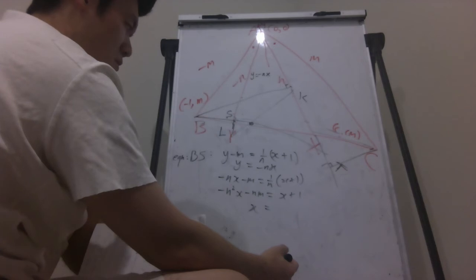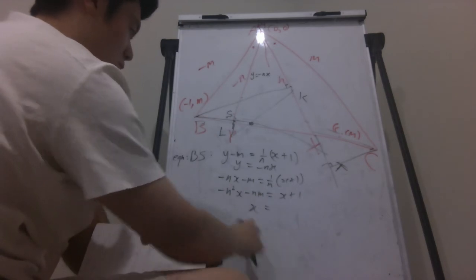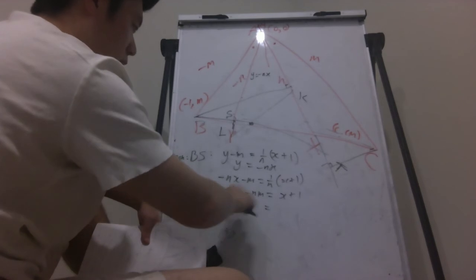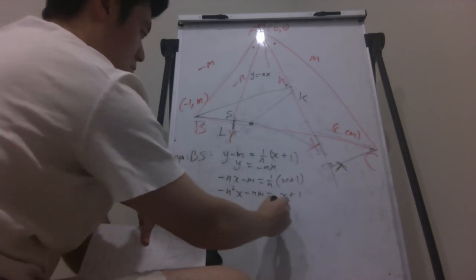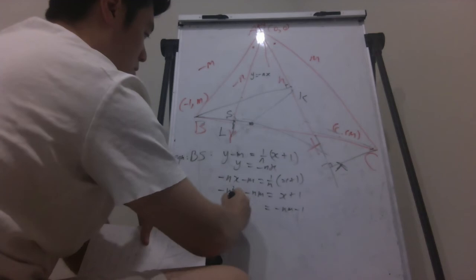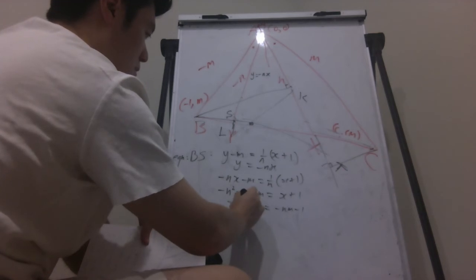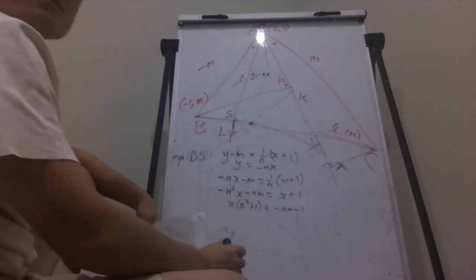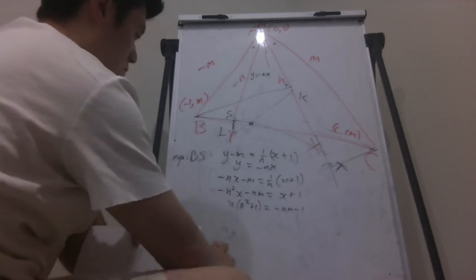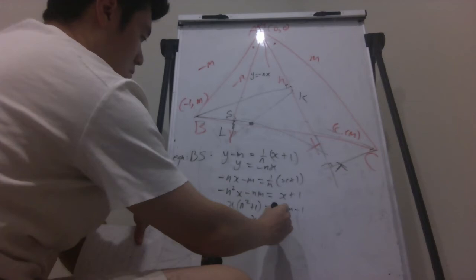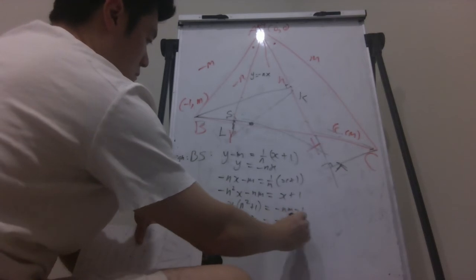You know what I'm talking about, right? Oh, oops, it's not quite finished. So you put the x on that side. That's minus nm minus 1, right? It's x outside of n squared plus 1. Oh, well, yeah, that works, because n squared plus 1 will always be positive.